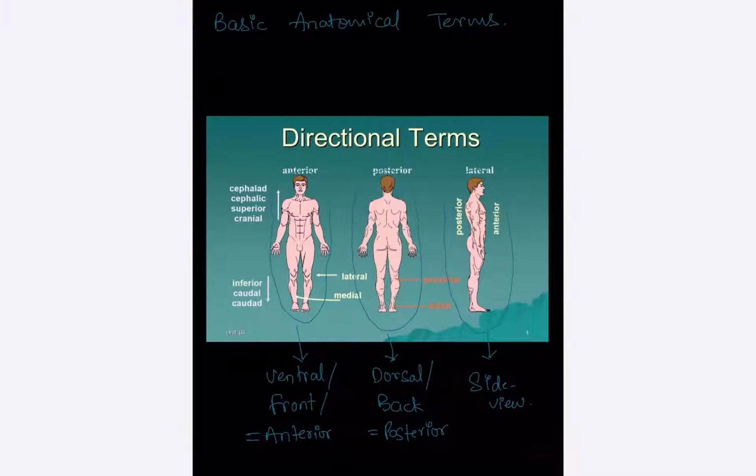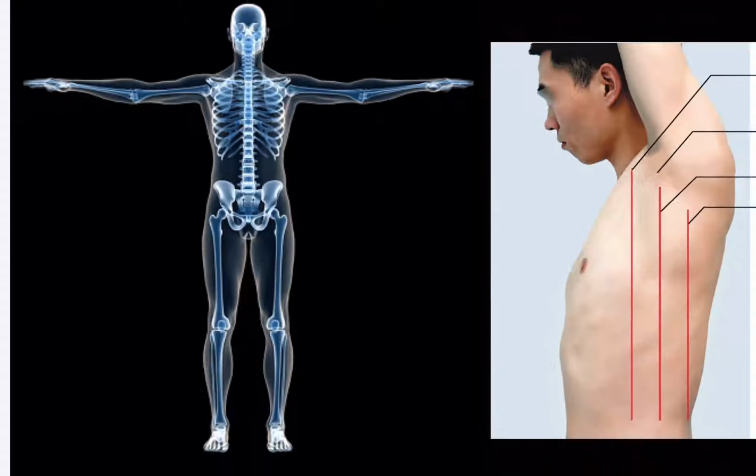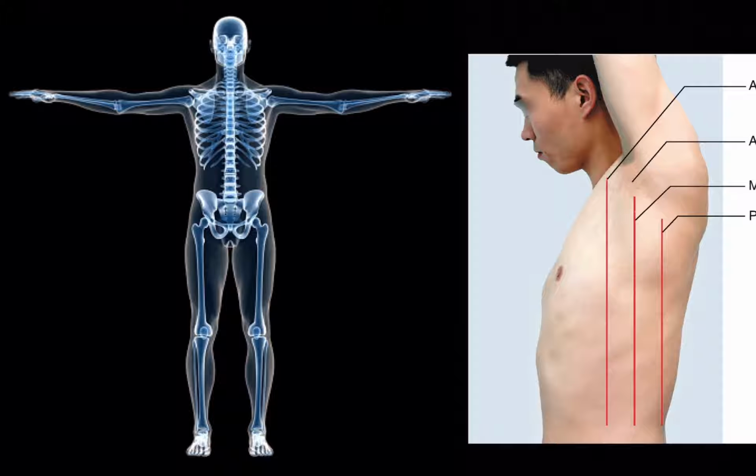Okay, now if you look at this, if I draw a line which is dividing this body into two equal halves, that is equal right and equal left, this line is called the midline. It is situated in the midline. Now anything towards this midline is called medial, and anything away from the midline is called lateral.